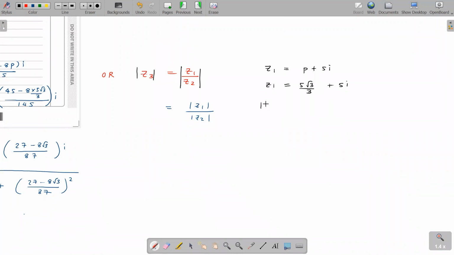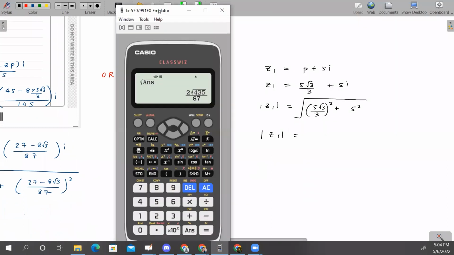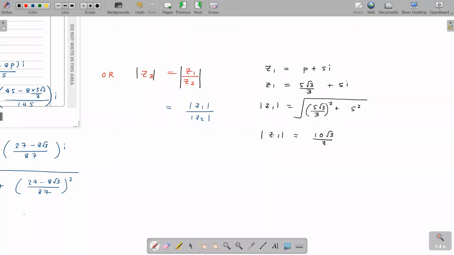Now, how do I get the modulus of Z1? 5 root 3 over 3 squared plus 5 squared, and then you square root. Can I know the answer here? Let's get the individual modulus here. 5 root 3 over 3 squared plus 5 squared. So I get 100 over 3. Square root of that, I get 10 root 3 over 3. This is the modulus of Z1.